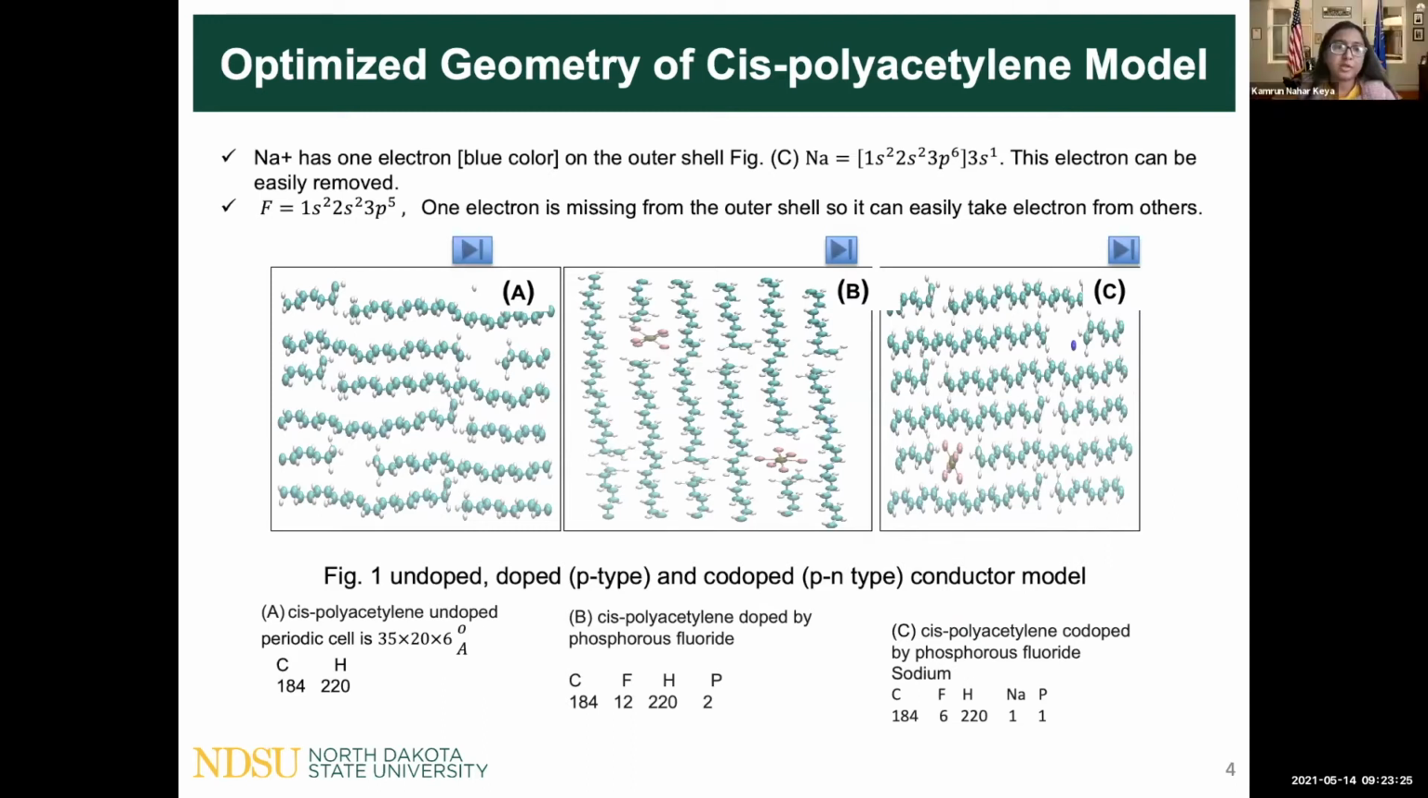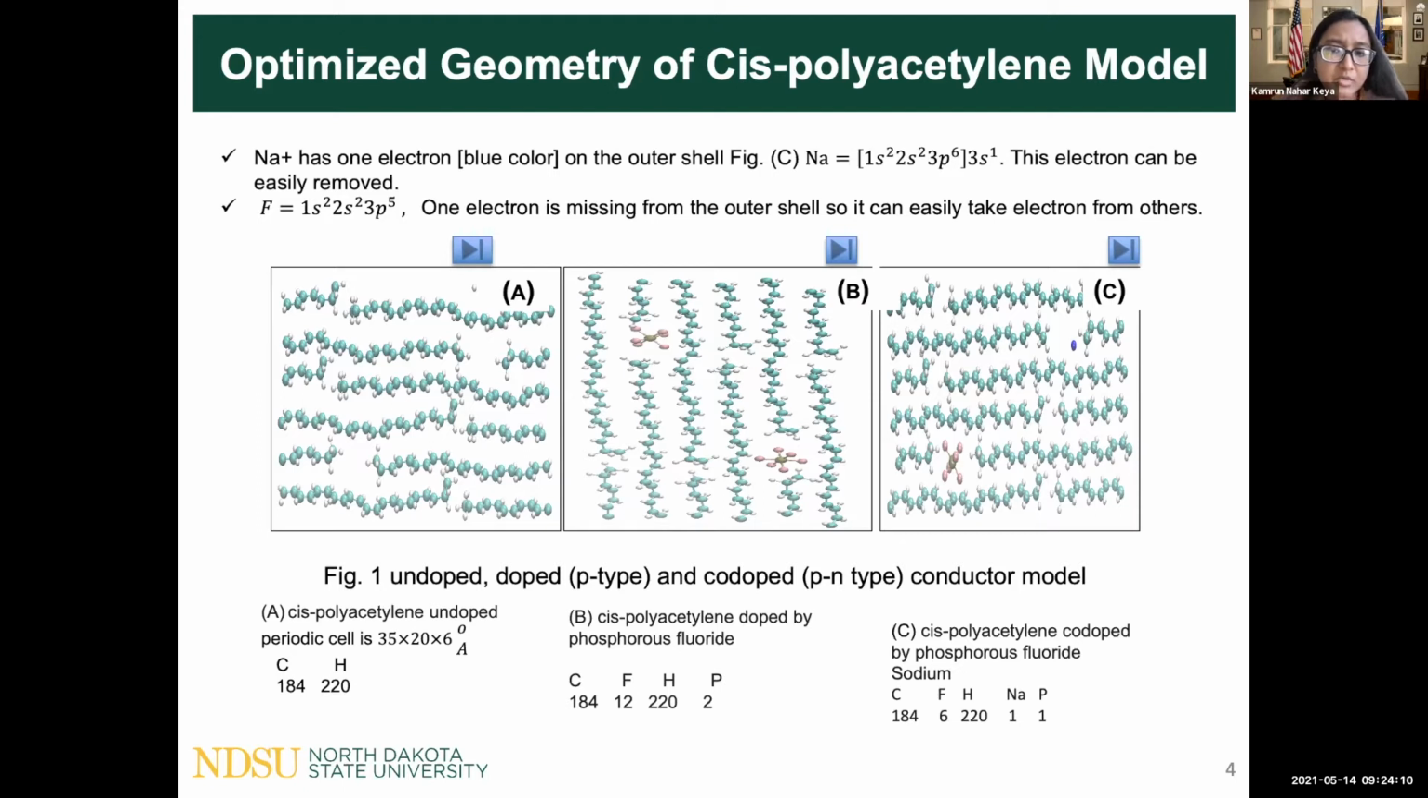Okay, so for this project, we used three models of cis-polyacetylene. The first one is the undoped material, and then we inject dopants. In figure 1B we inject a P-type dopant, which accepts electrons, and in figure 1C we added two types of dopant, P and N.